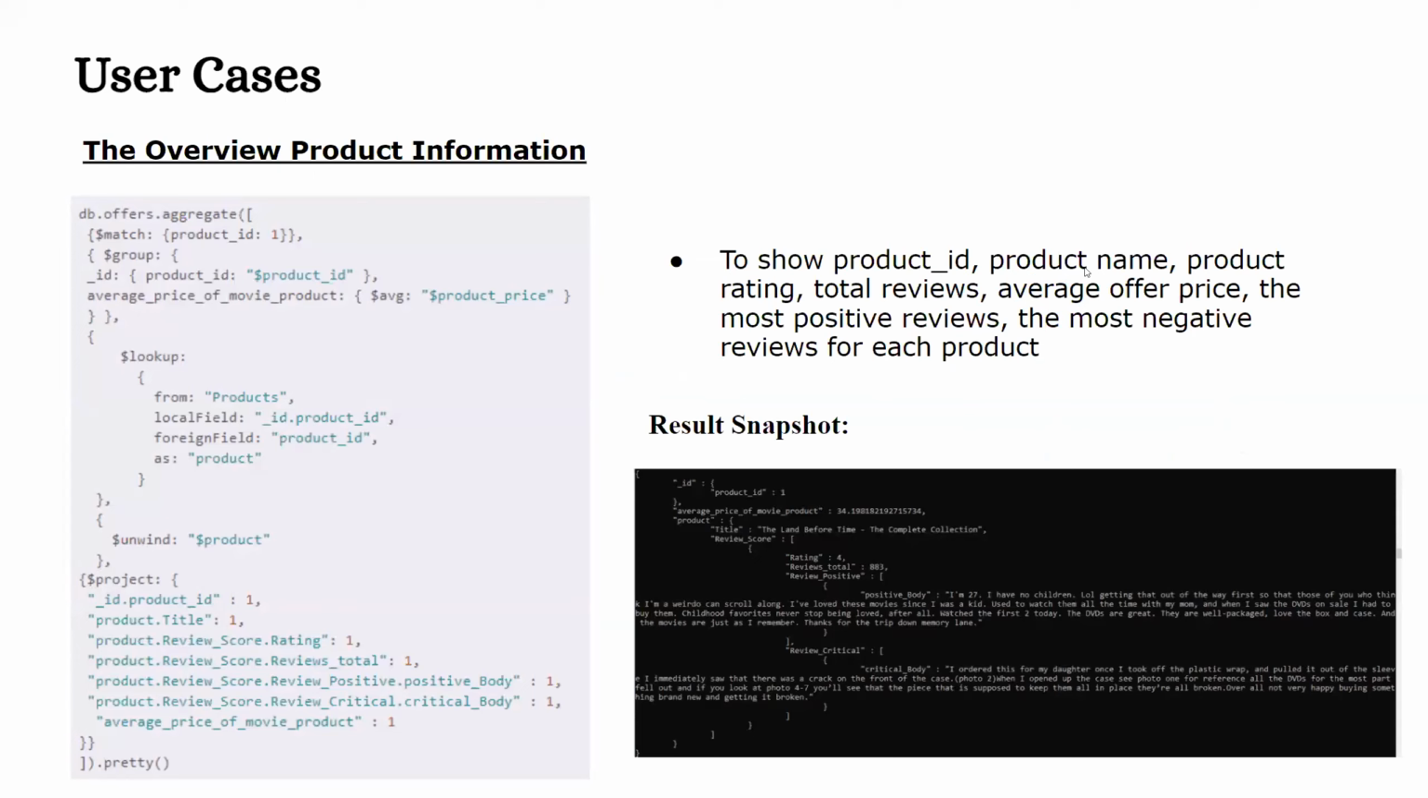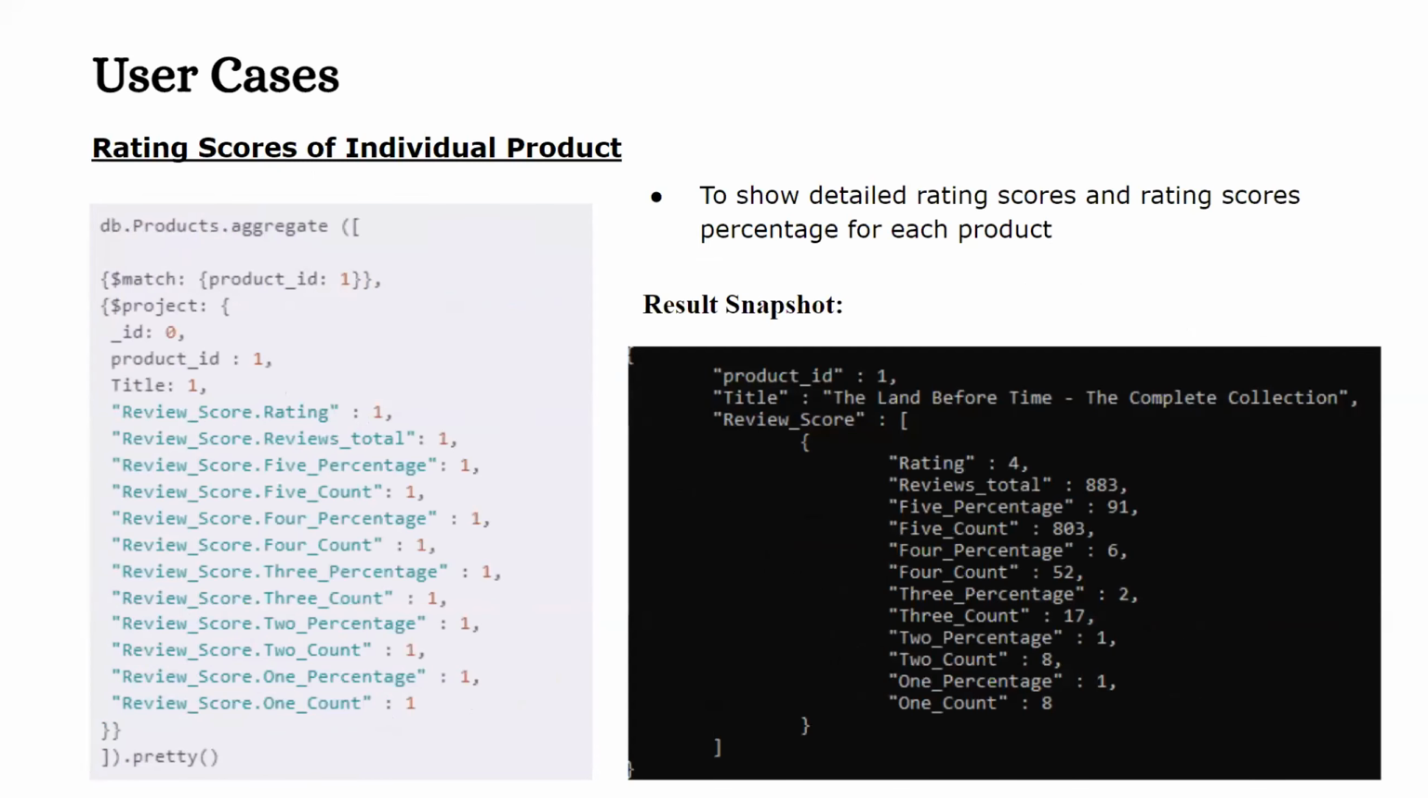Users can get product information such as product ID, product name, rating, reviews, and average offer price of each product. From the results snapshot, we can see all the information and even the most positive reviews and most negative reviews here. Next, please. Second, we have the rating scores of an individual product. The result shows both the number of ratings and the overall percentage for all levels of ratings. For example, here, product ID 1 has a rating score of 4 with 883 reviews in total, followed by more details.